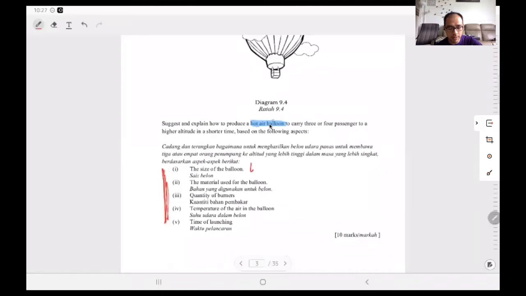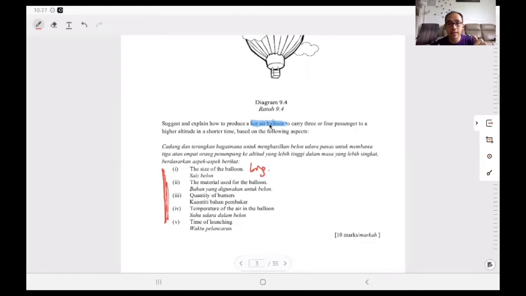Size of the balloon must be big. Okay, obviously. Material of the balloon, you can talk about any characteristic. Try not to mention the type of the material if you can. Okay, try not to mention the type of material. I know in the black book, it gives the type of material, but we try to avoid unless you got really no more points, then you talk about the material itself.